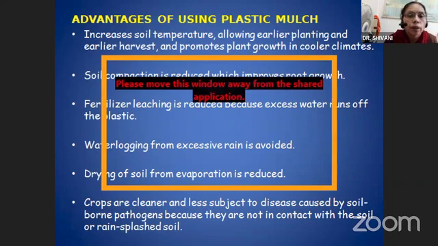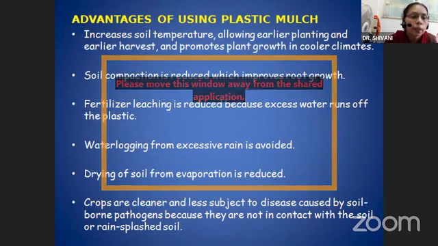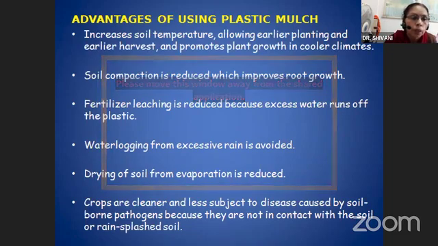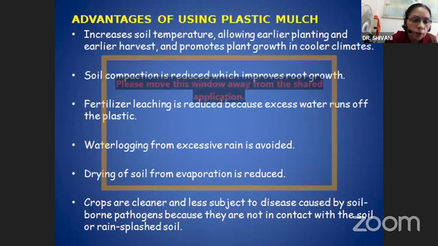Plastic mulch increases soil temperature, which promotes plant growth in cooler climates. Then soil compaction is reduced, which improves root growth. Fertilizer leaching is reduced. Waterlogging from excessive rain can be avoided. Then drying of soil due to evaporation can be reduced.